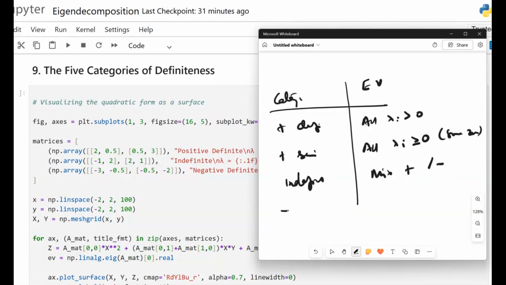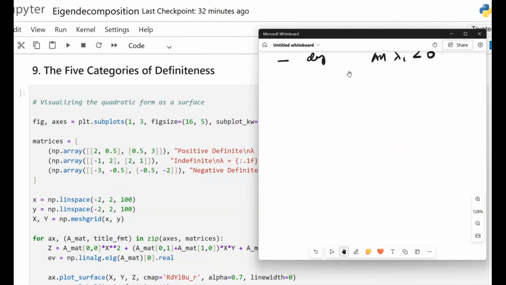And going for negative semi-definiteness, all eigenvalues, that is lambda sub i, would be less than or equal to 0. And yes, here also some values would be 0. And last but not least, negative definiteness: all eigenvalues, that is lambda sub i, would be less than 0. Now, why does this definiteness matter in data science or machine learning?